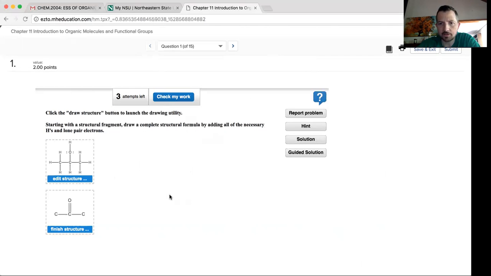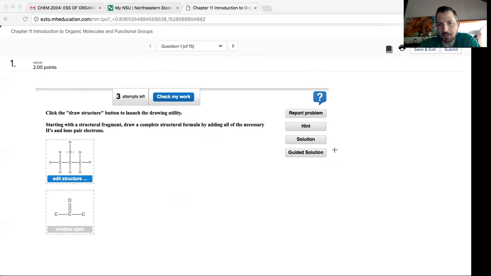Let's go ahead and save and exit. Look at my next one. I have the double bond oxygen here. So my oxygen already has the 2 bonds. This carbon already has the 4 bonds. So these other carbons will need the 4 bonds.